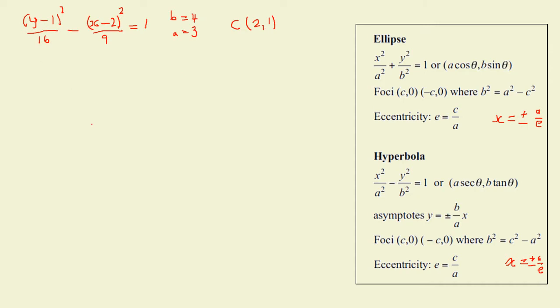Well, I'd like to be able to say where the vertices are. And because this time it's the y that's at the front, having the x bit subtracted from it, the vertices are going to be in the y direction. So I'm going to start to do my little sketch now. My vertices are going to be in the y direction. Let's start with what we know. We know that the center is at 2, 1. So let's say that's 2, 1.